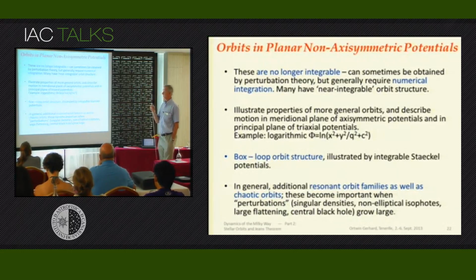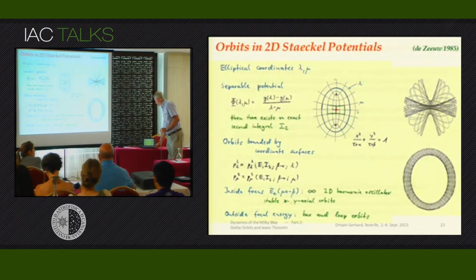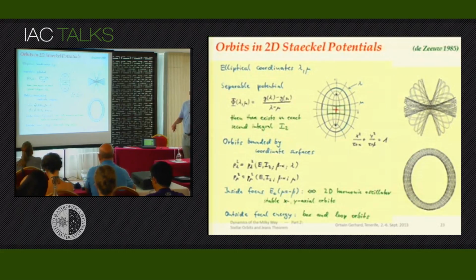One of them is this box and loop orbit structure that is quite common in triaxial potentials, and I will illustrate it using a Stäckel potential. And then one of the new things that comes in is that, in addition to these regular orbits, you also start having so-called chaotic orbits, orbits that manifestly don't respect integrals and cannot be described by action angle variables anymore.